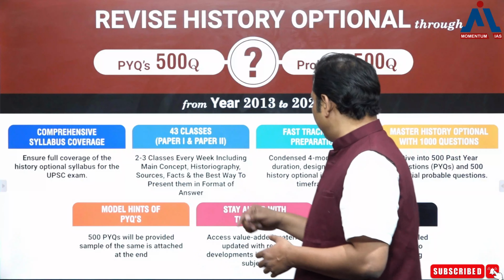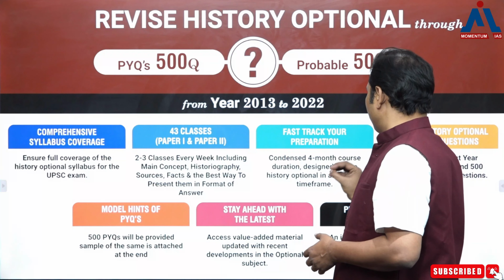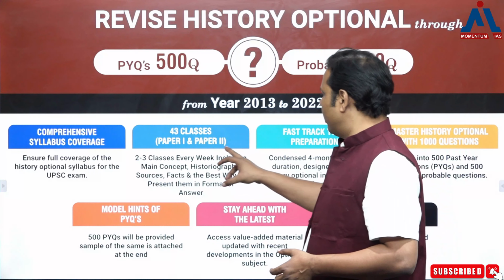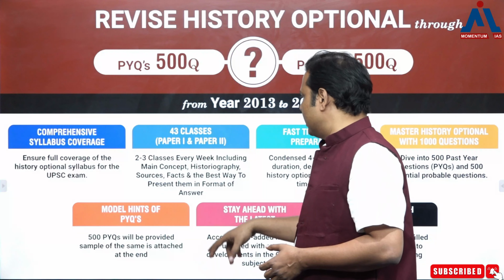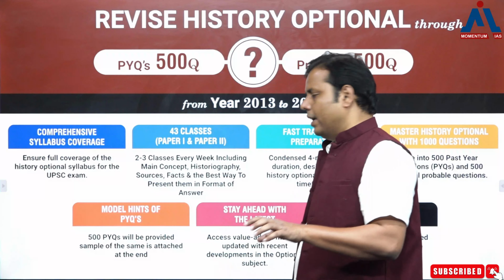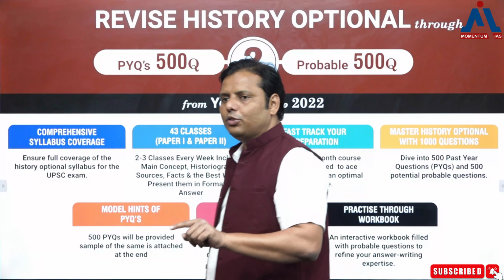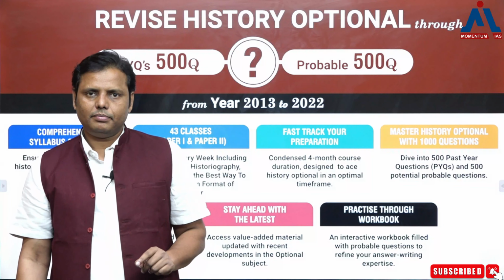So let's see other features. So basically it's a fast track course, and in fact within 4 months we are going to cover it. And as I have already told you that within these 43 classes I'll be dealing with the main concepts, okay, then historiography, sources, some important facts, and in fact the best way to present them in the answer.